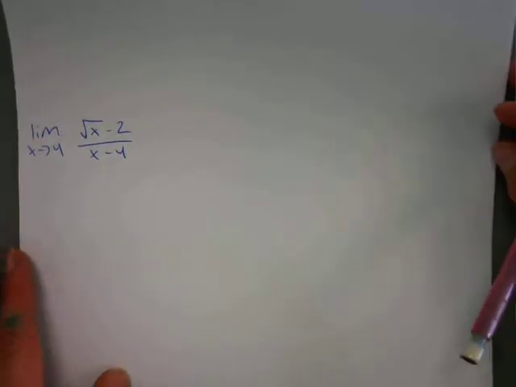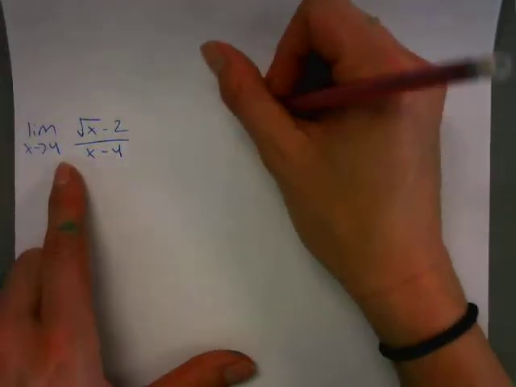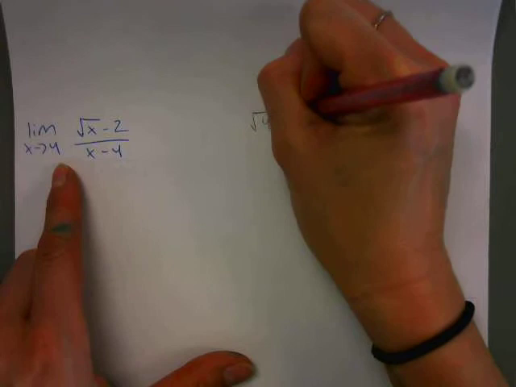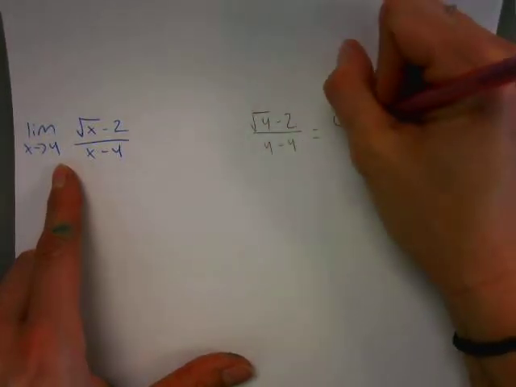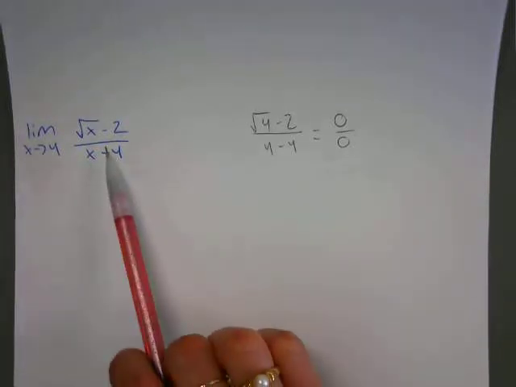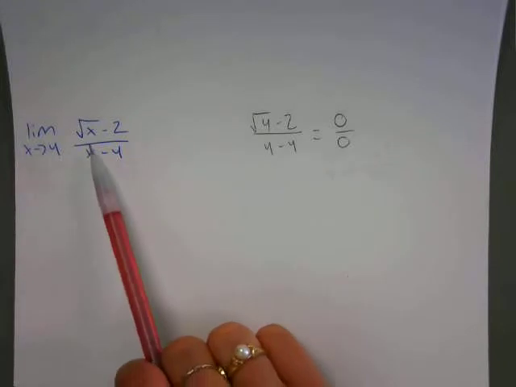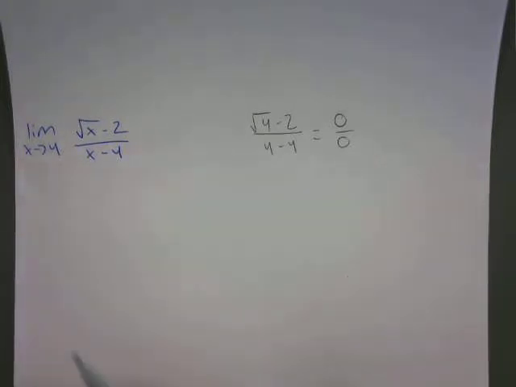The limit as x approaches 4 of root x minus 2 over x minus 4. Let's see if direct substitution works. Root 4 minus 2 over 4 minus 4. Just like the last time, we're going to end up with 0 on the top and 0 on the bottom. So we have another indeterminate form, and we can't use direct substitution right now. So let's think about what we could do. Well, we just learned that we could try factoring, but it doesn't look like I can factor root x minus 2 or x minus 4.